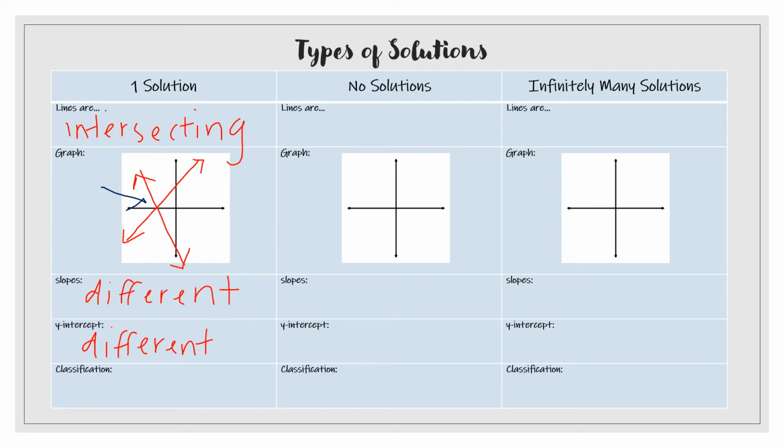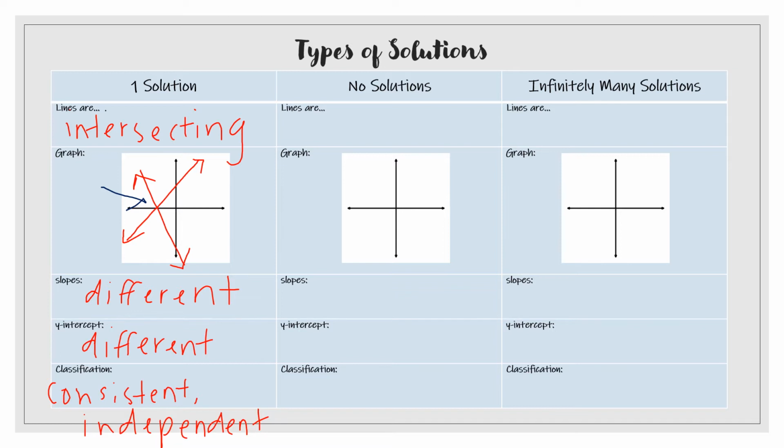For the classification, this is going to be new vocabulary. The classification for this one is consistent. Consistent meaning that it has a solution. And because it only has one solution, it's classified as independent. I always remember that it kind of stands on its own, it's by itself, it's independent, it's one solution. Okay, so if we think about where lines cross each other, that's the solution.